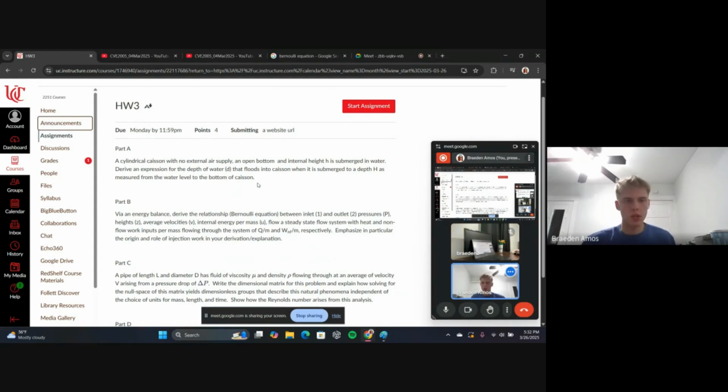Okay, so this is homework 3, part B. Via an energy balance, derive the Bernoulli equation relationship between inlet and outlet pressures, heights Z, average velocities, and internal energy per mass, for a steady state flow system with heat and non-flow work inputs per mass flowing through the system of Q over M and work over M, respectively. Emphasize in particular the origin and role of injection work in your derivation / explanation.